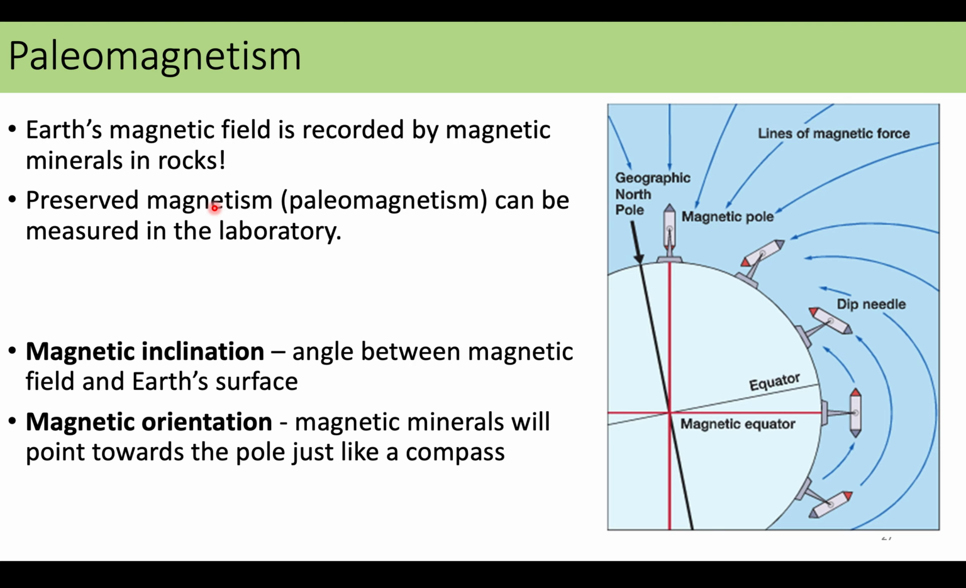So magnetic inclination is the angle between the magnetic field, here shown by the blue lines, and the surface of the Earth. So here we have the magnetic field is about parallel to the surface of the Earth, whereas here it's totally perpendicular. The magnetic field is perpendicular to the surface of the Earth. There's also magnetic orientation. So this is that the magnetic minerals will actually point towards the pole, just like a compass. The magnetic minerals will point towards the north magnetic pole.